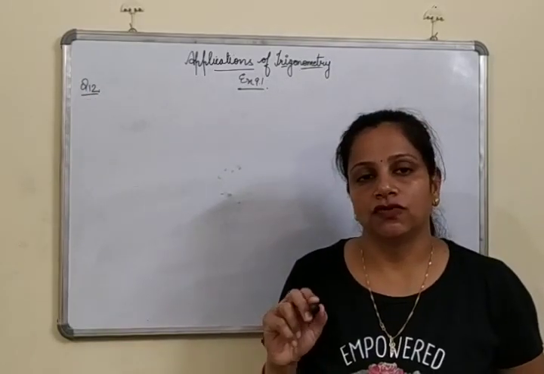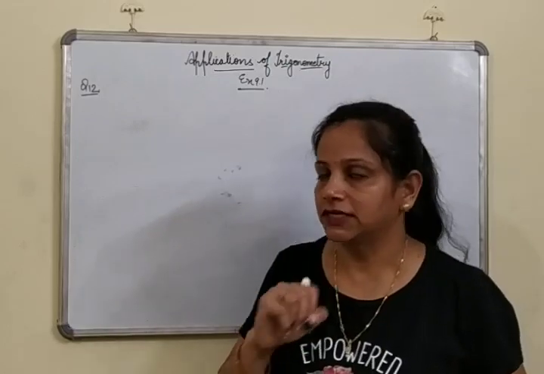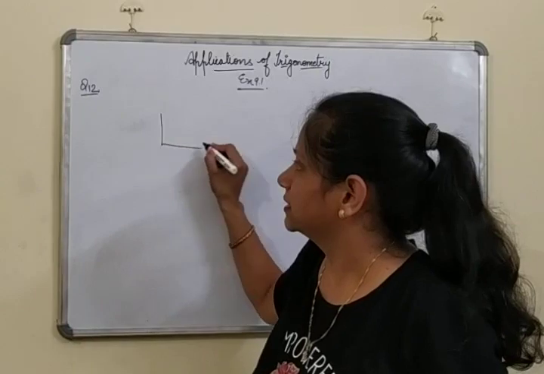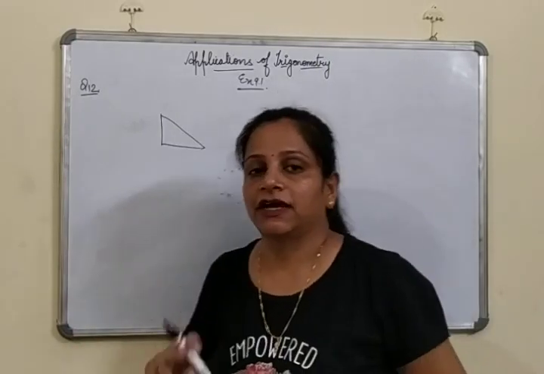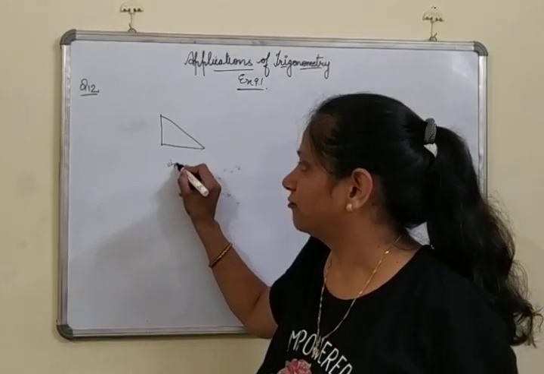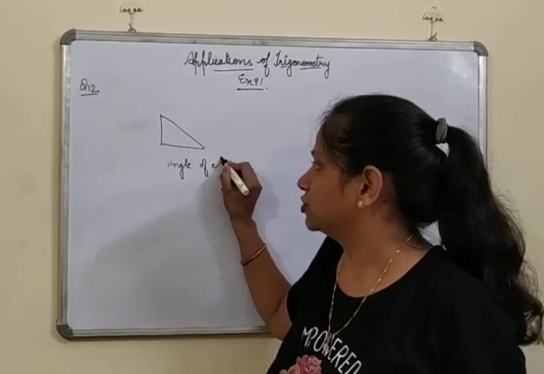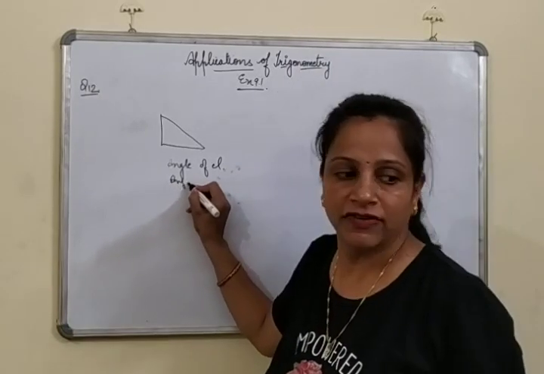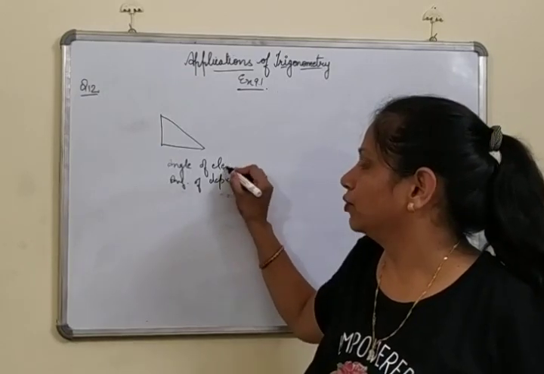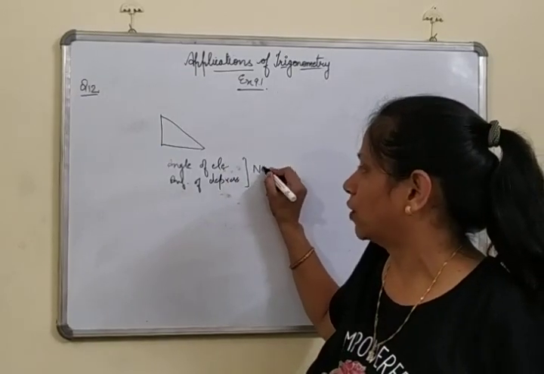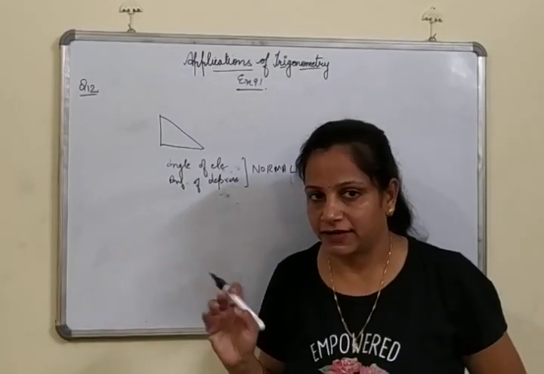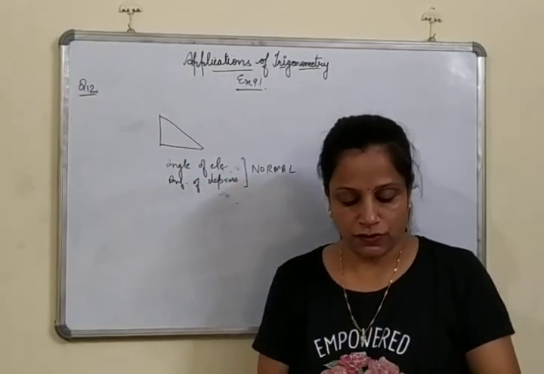Now, as you all are familiar and as I have told earlier, whenever we are applying trigonometry, it is always a right triangle and there are two types of angles that are made. One is angle of elevation and the other is angle of depression, right? And both the angles are formed with the normal. This is just a recap of the previous angles. Now, let us read question number 12.